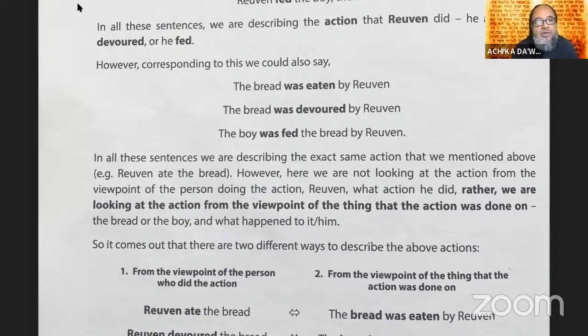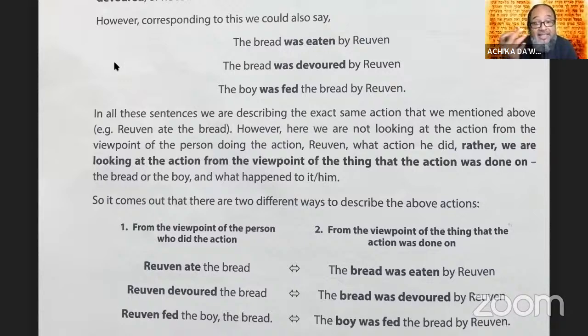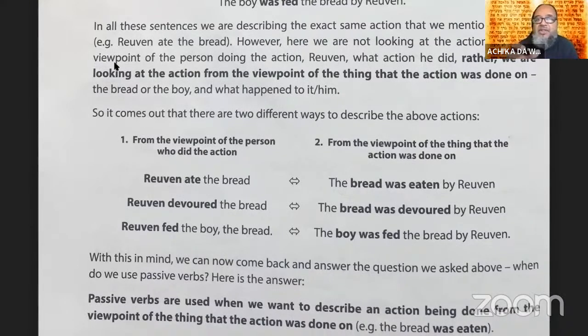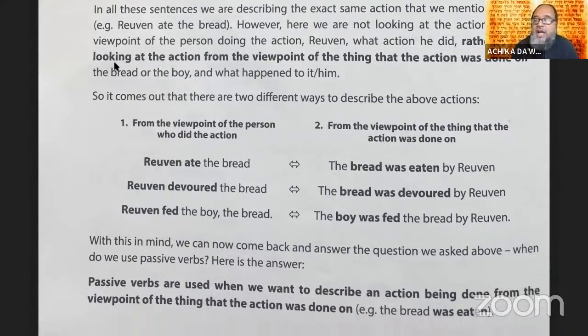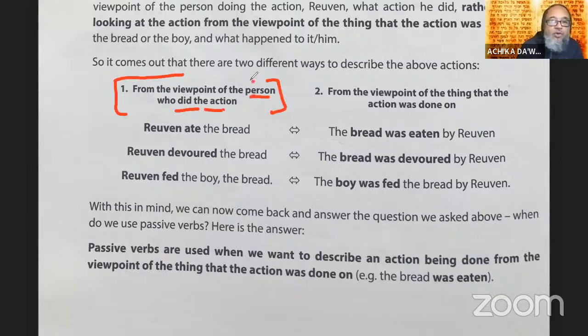All right. So it says, and I know that's a little confusing because we've never had to think like this, from a Hebraic standpoint. So now it says, so it comes out that there are two different ways to describe the actions above. And there's your chart right there. The one that you have is the viewpoint of the person who's doing the action. So the active is always, remember this, the active is about a person. It's the subject. Here, the viewpoint is from the person or the thing that the action was done on.